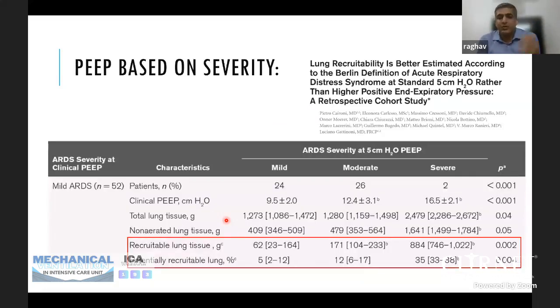The first and foremost and the simplest method is to apply the PEEP based on the severity of ARDS. Severity is based on the PF ratio, that is the PaO2 by FiO2 ratio. If the PF ratio at 5 centimeters PEEP is less than 100, that means severe ARDS according to the Berlin definition of ARDS, then there is a 70% chance that these patients will have a recruitable lung and high PEEP can be tried in these patients. This has been proven by this study.